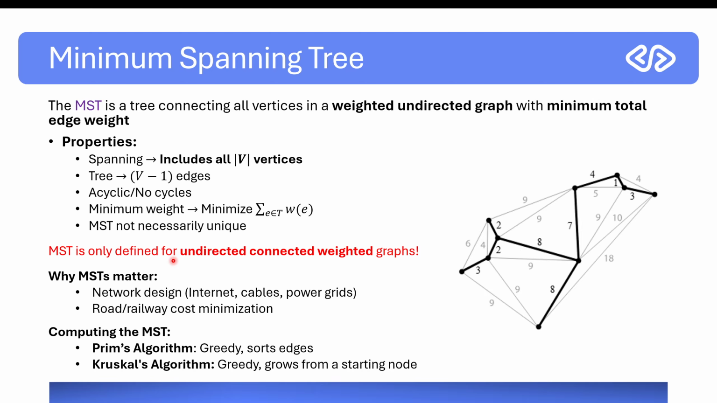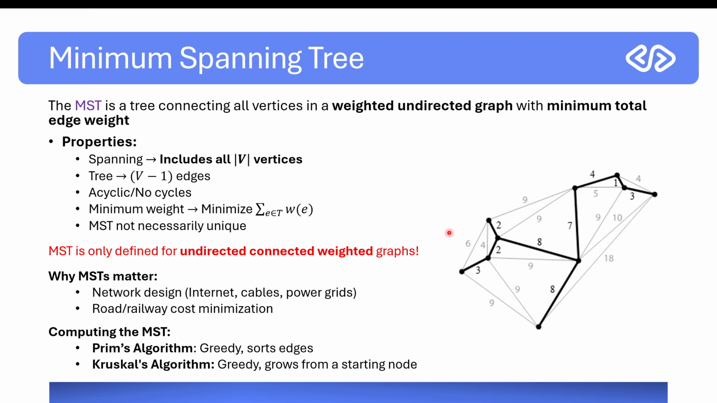Okay, so now we're going to go into minimum spanning tree, or MST. So this is the MST for this graph. The grayed out ones are the original graph, so if you put together all the grayed out ones, you get the original graph. And then the dark line is the MST. So the MST is a tree. Again, trees are acyclic. And they're spanning, so it includes all the vertices. And then we're going to have v minus 1 edges.